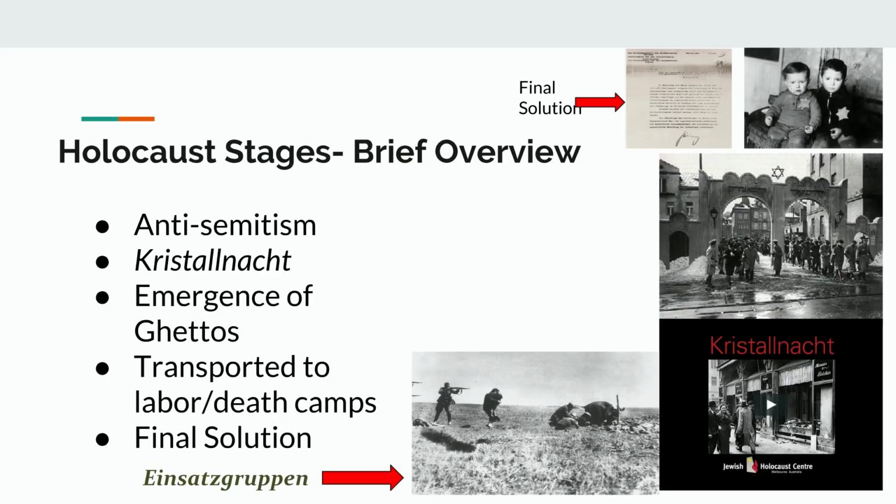The third one on there is the emergence of ghettos, which I mentioned earlier. Ghettos were formed for the Jewish people. They were pretty much the rundown areas of town, and they tried to get most of the Jews living in one area, totally separated from the rest of the German population.